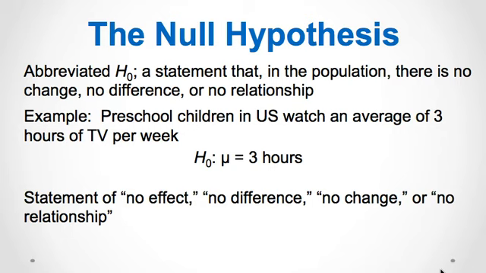Back to our example for preschool children, the null hypothesis in words is preschool children in the U.S. watch an average of 3 hours of TV per week. This null hypothesis in symbols is as follows. H0 is mu equal to 3 hours.